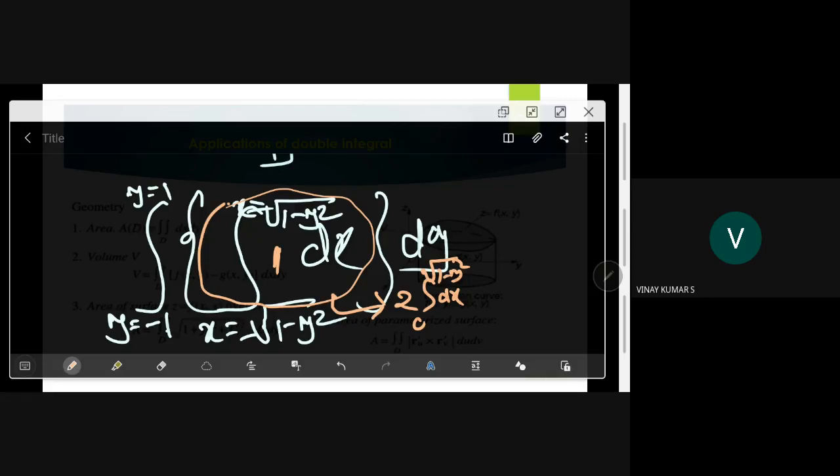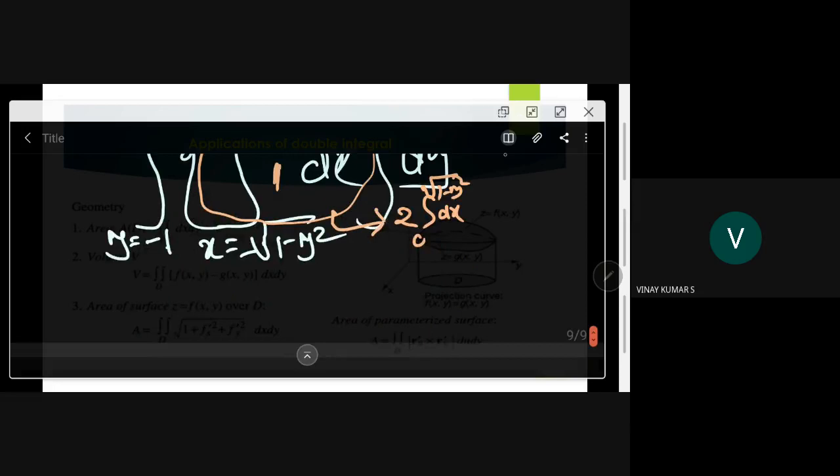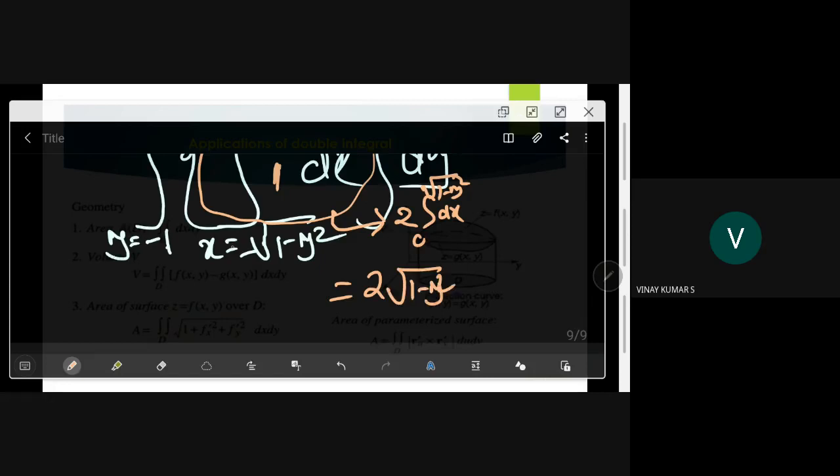So the integral of dx is x, and that value is 2 into square root of 1 minus y square. Now you have to integrate from y equal to minus 1 to y equal to 1, with dy there. 1 minus y square is an even function, so you can have 4 times the integral from y equal to 0 to y equal to 1 of square root of 1 minus y square dy.